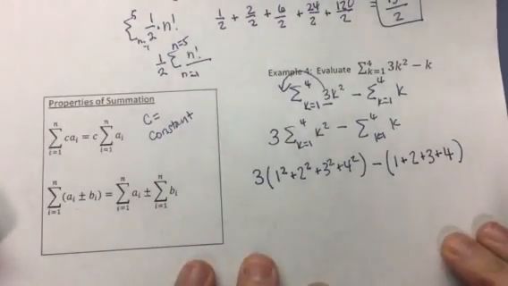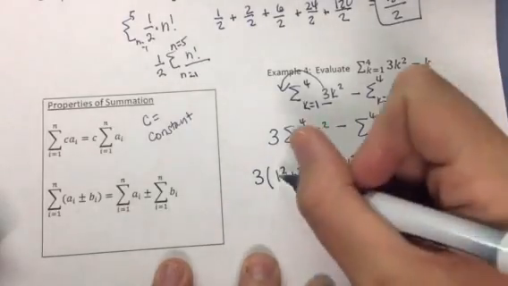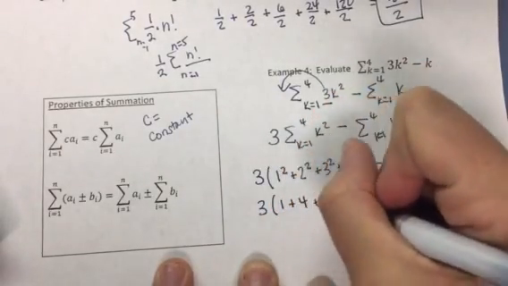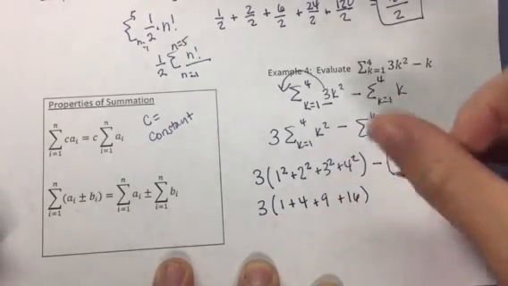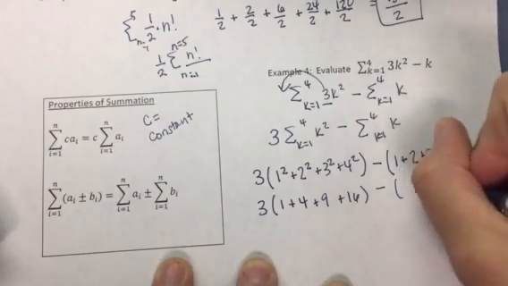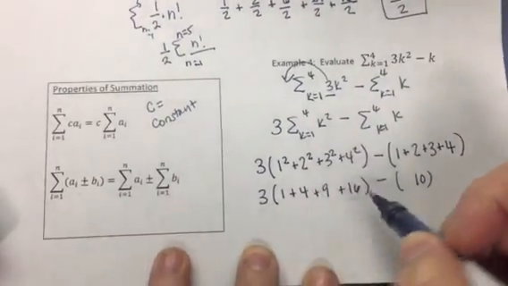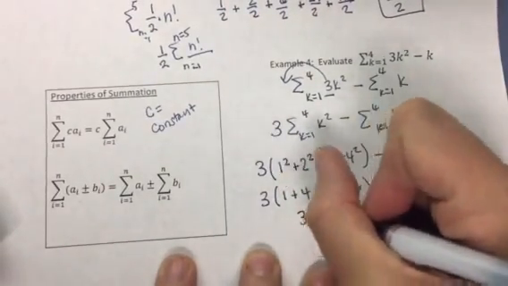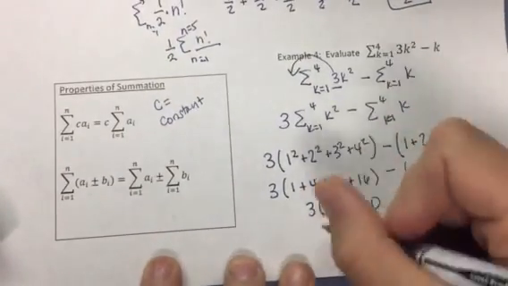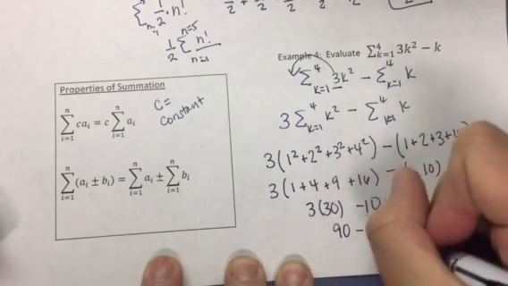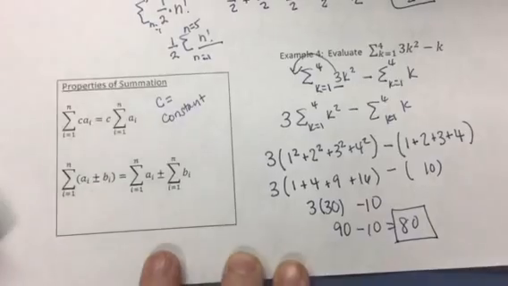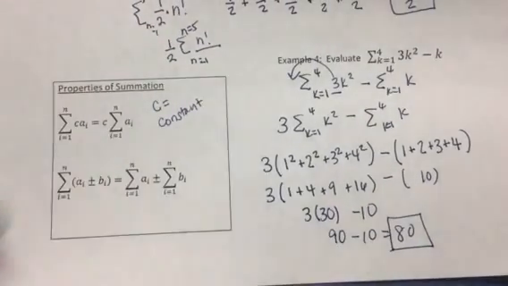All right, so now I can go ahead and square these numbers. So 3 times 1 plus 4 plus 9 plus 16 minus the sum 1 plus 2 plus 3 plus 4. So that's 10. And then if we add these all up, we should get 30. So 3 times 30 minus 10. All right, follow the order of operations. 3 times 30 is 90. 90 minus 10 is 80. That is what we get. That is the value of that summation.